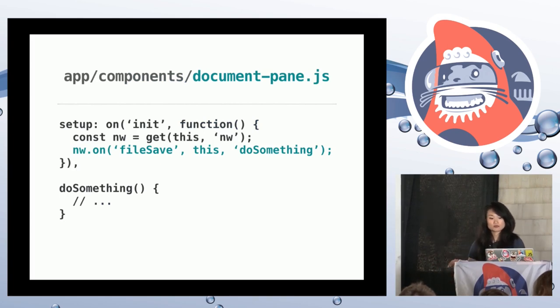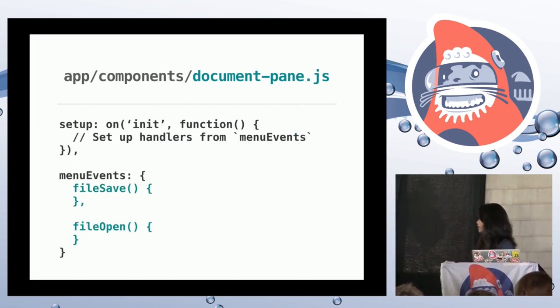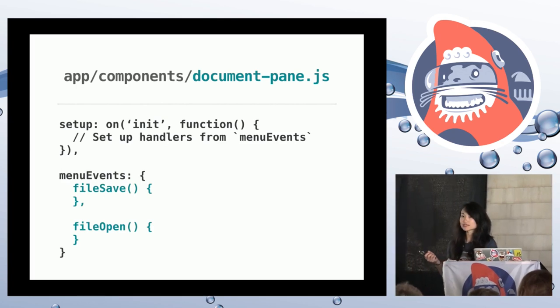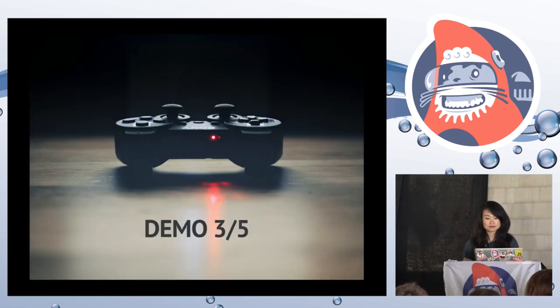and registering listeners for that. If we want, we can also be a little bit more expressive with this by creating a menuEvents hash and then just list out all of the menu event handlers that we want. This is following the same pattern that you have with the actions hash in routes or components. And it just makes things a little bit more declarative.